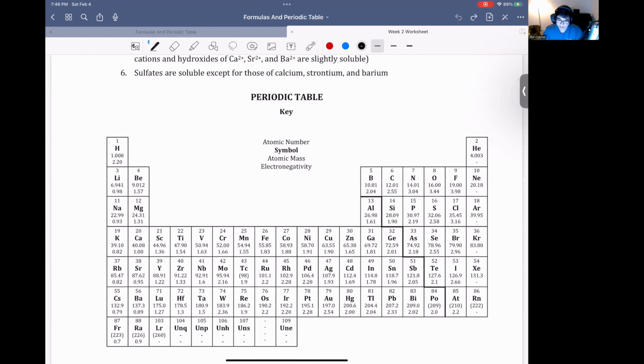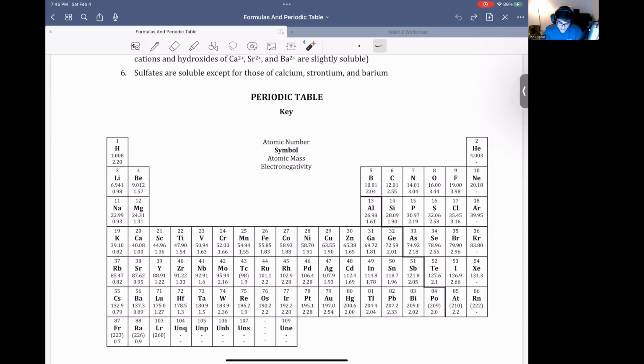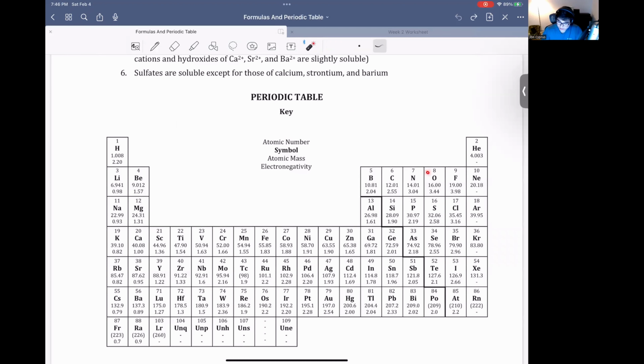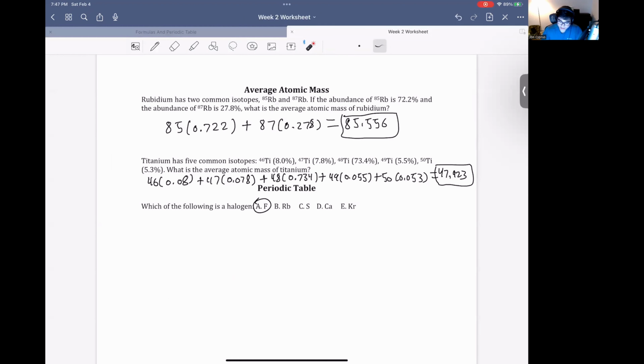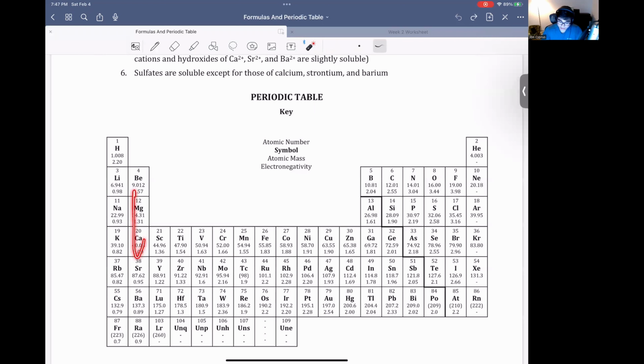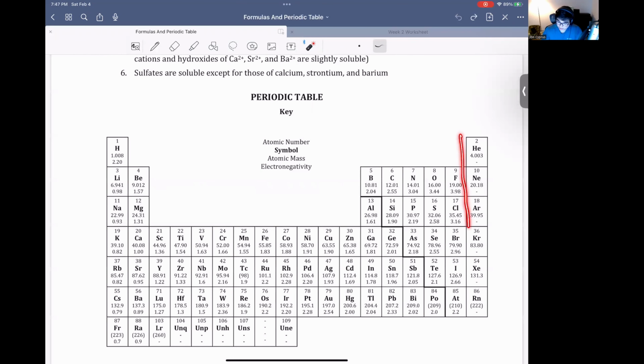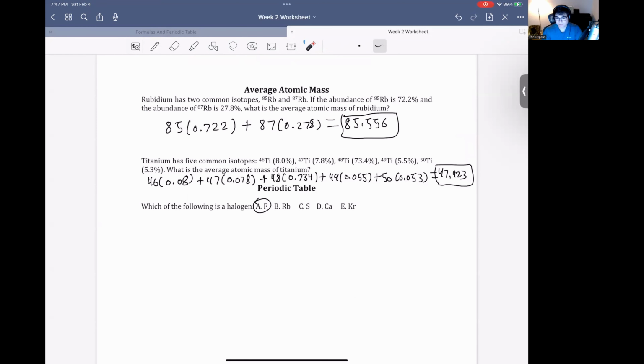Rubidium is a group 1 element. This is an alkali metal, not an alkaline earth metal. Don't mix them up. Alkaline earth metals are that second column. Sulfur is over here, right below oxygen. Calcium is an alkaline earth metal, in group 2. And krypton is a noble gas in that last column.